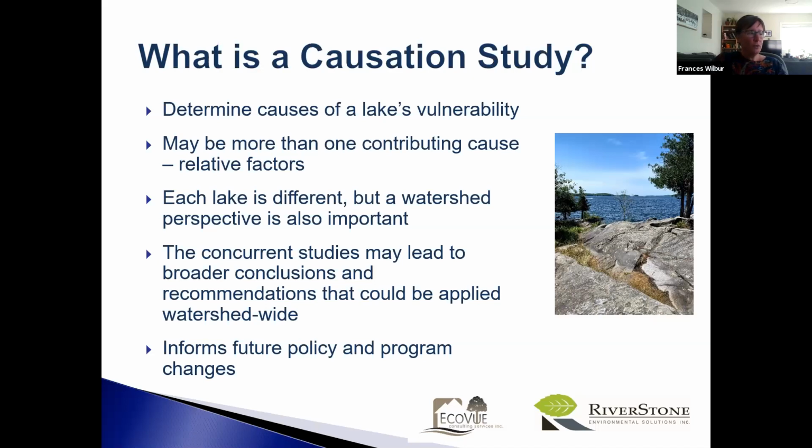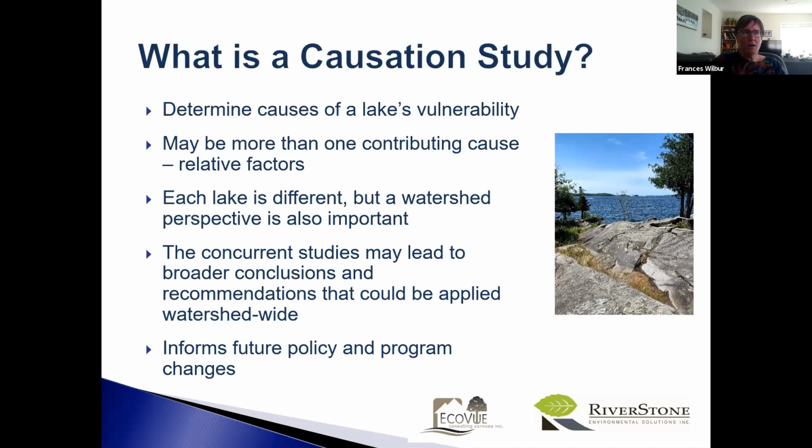So we want to just go over quickly, what is a causation study? Again, this is going to be review for some people, but we just want to make sure we aren't missing anybody in the presentation. So a causation study, as Jackie said, determines the causes of lake vulnerability. It's outlined in the official plan to determine the causes and/or relative contributing factors to the water quality indicators for water bodies listed in Schedule E2. So there may be more than one contributing factor. Relative factors is what we call it, and Al will explain the technical terms around that as we get into the presentation. Each lake is different, but a watershed perspective is also important.